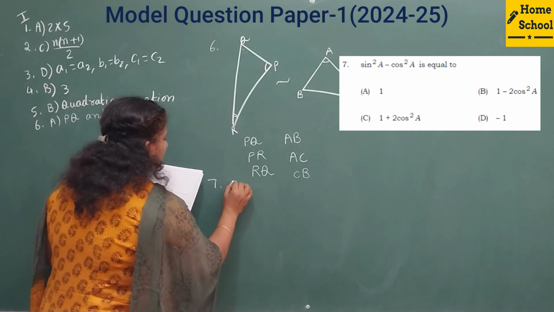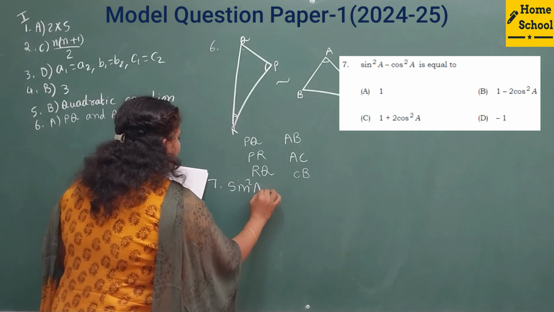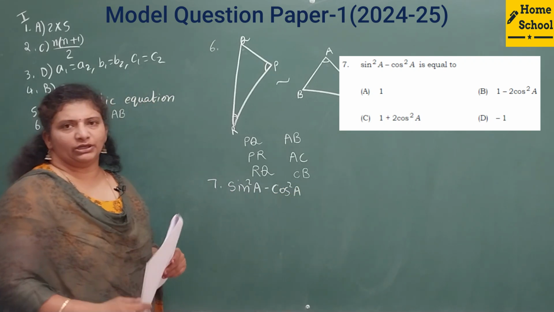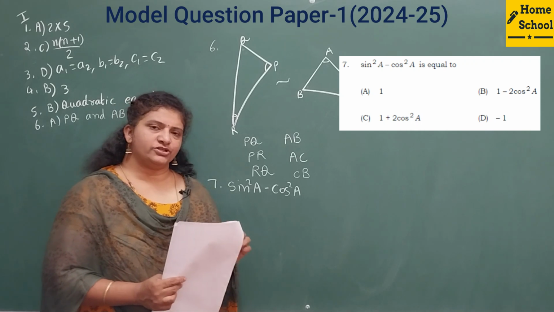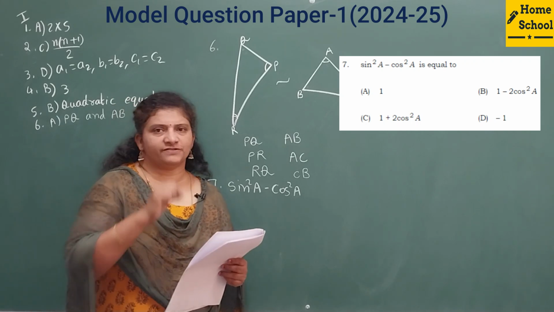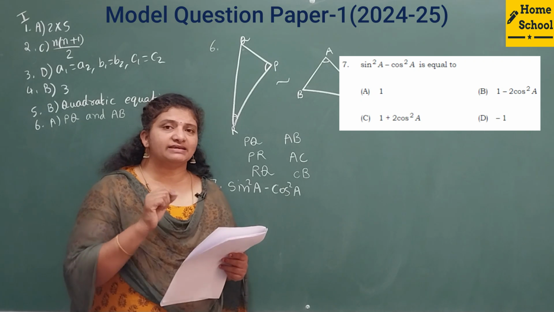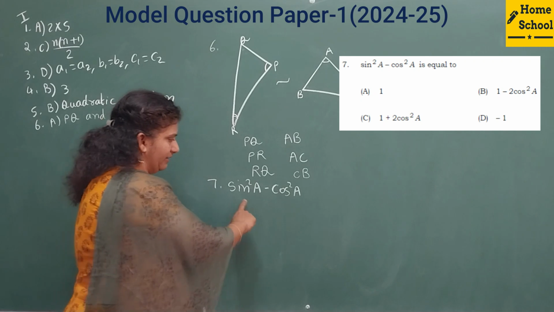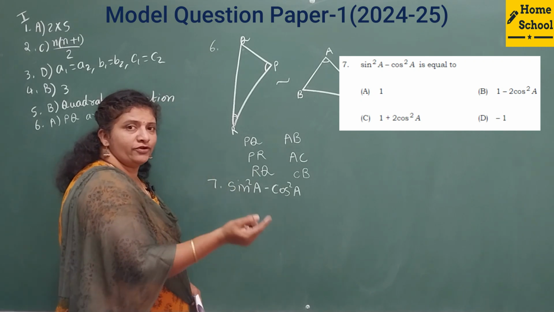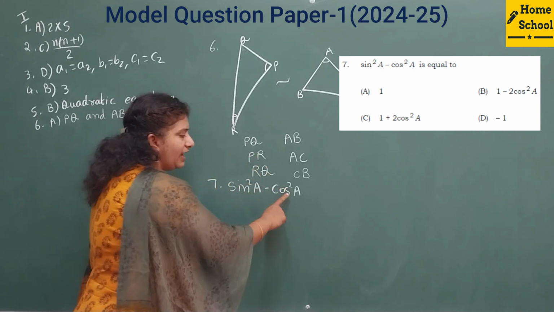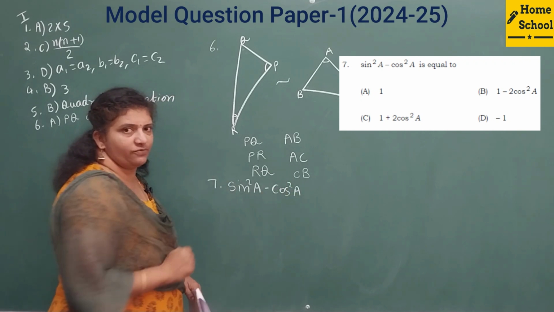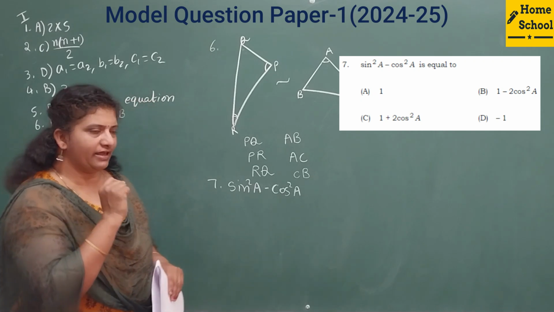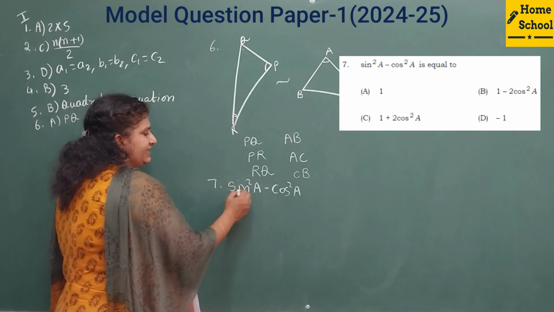Seventh one. Sin square A minus cos square A is equal to... Like this, for questions you should observe the options first. Suppose your answer is in the form of cos square A, then convert sin square A. Suppose in your options you have sin square A, then convert cos square A in the form of sin square A. Observe the options: they are all in the form of cos square A. So let me change sin square A.